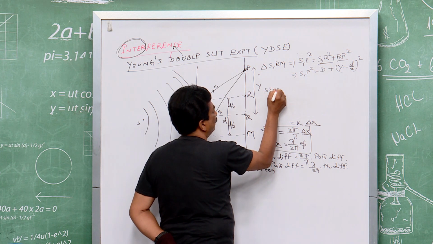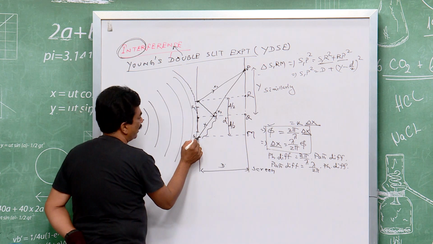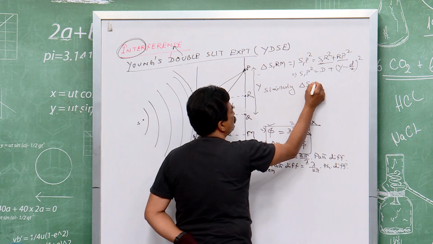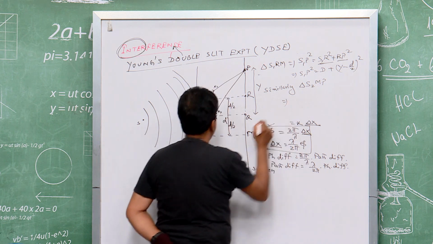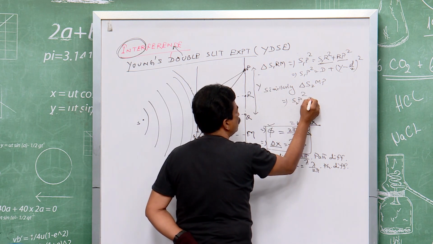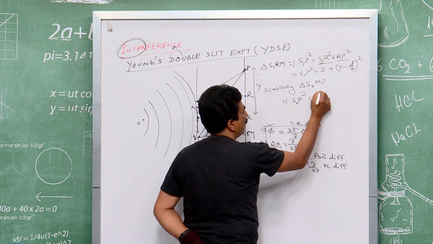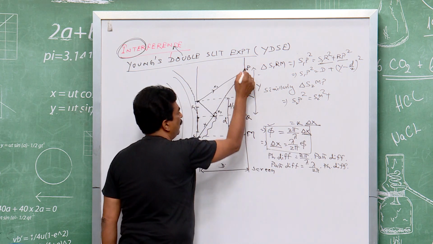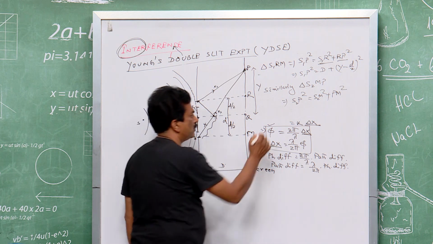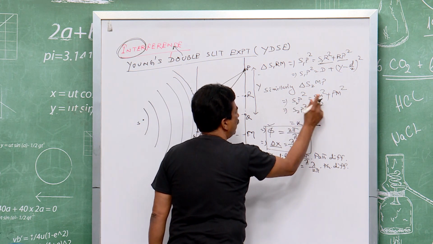Similarly, in the other triangle S2MP, S2P square, that is the hypotenuse, S2P square is equal to S2M square plus PM square. So this implies S2P square is equal to S2M.